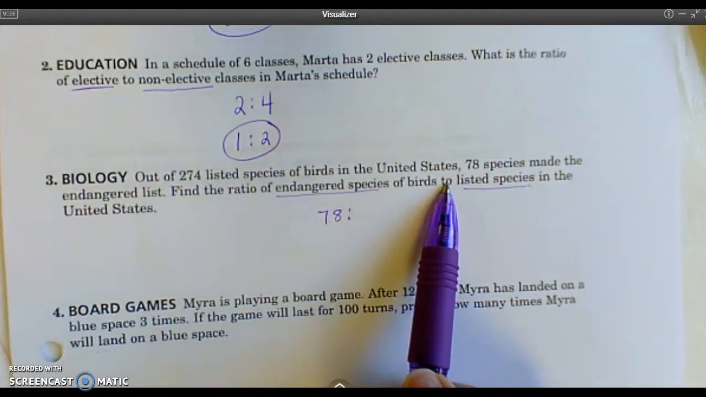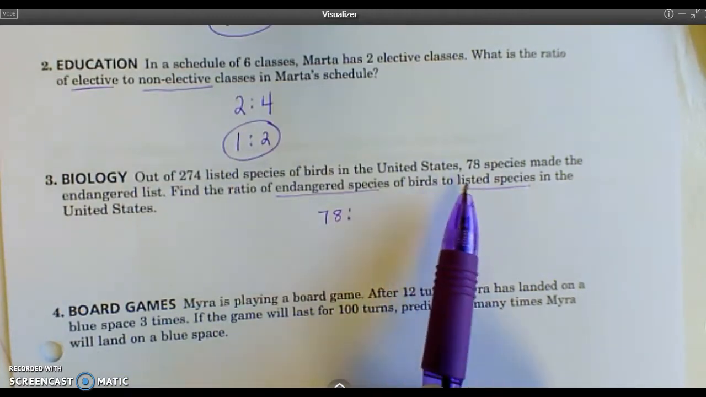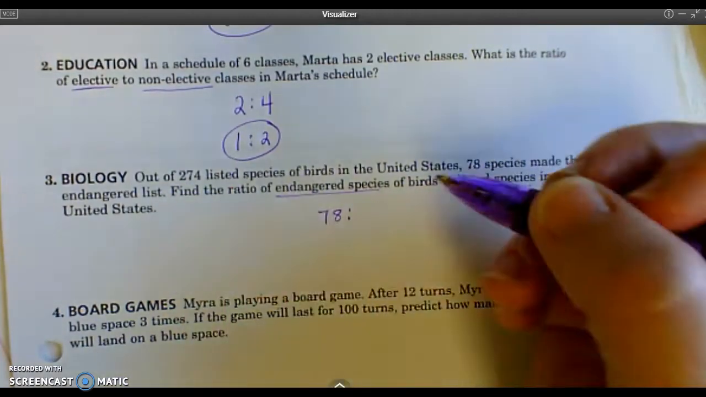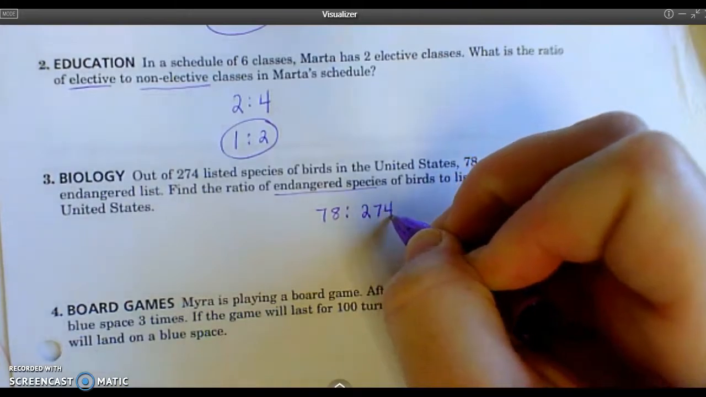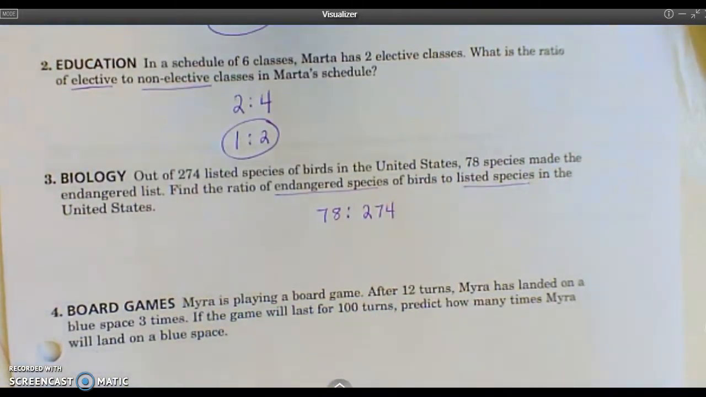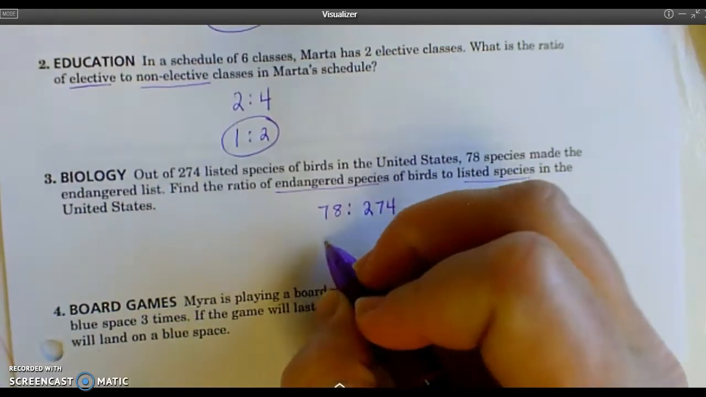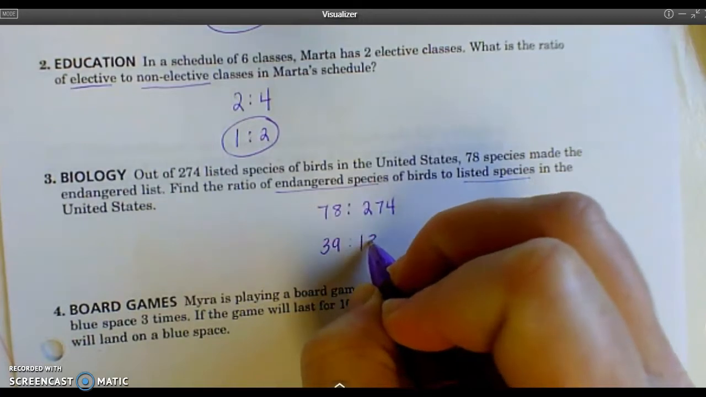See, it doesn't say to non-endangered, it says to listed. So this one's a little different. You do put 274 here because that's what that one talks about. And then you divide it to see if you can reduce. And it does reduce to 39 and 137.